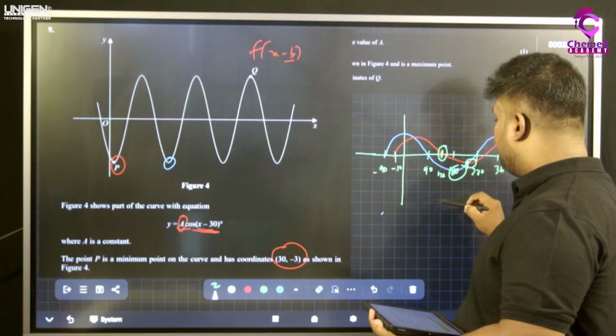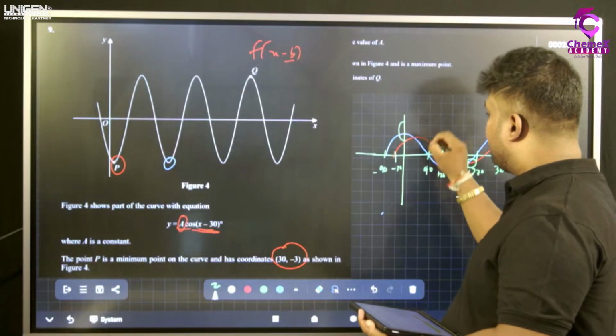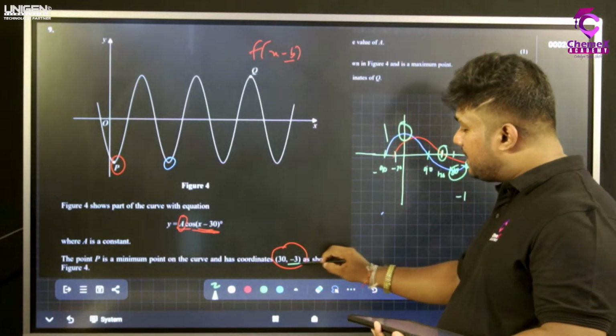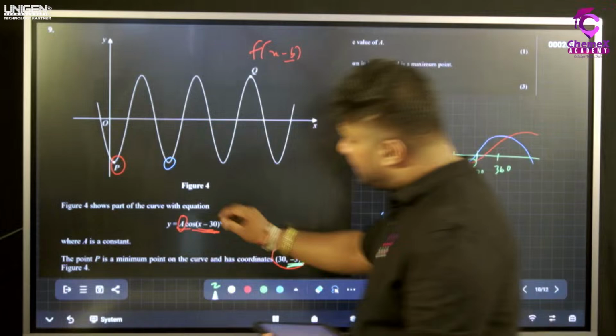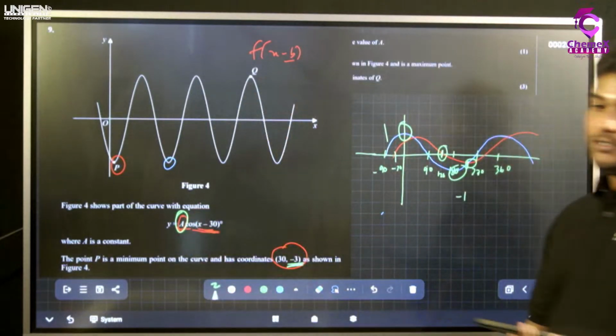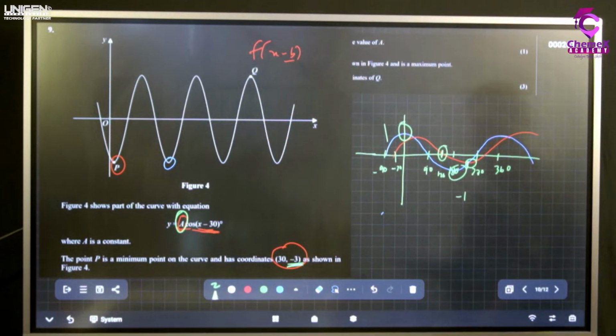210, right? So like that, you know the minimum will be anyway the same value, right? For the red line also, the minimum will be -1 and the maximum will be 1. But in this case, the minimum has become -3. So what should the A be? What should the A be then? -3.